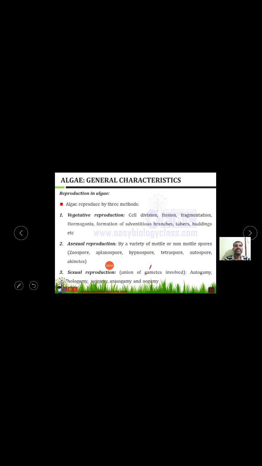In asexual reproduction, the different types of spores are zoospores, which are produced inside the zoosporangium, aplanospores, hypnospores, tetraspores, autospores, and even akinetes. Akinetes are a common asexual reproduction type in algae. This is also very important here. We can see the akinetes here. And next, asexual reproduction is over.